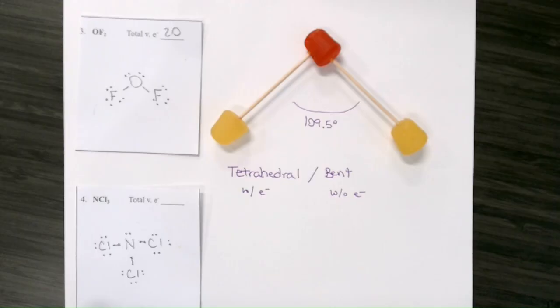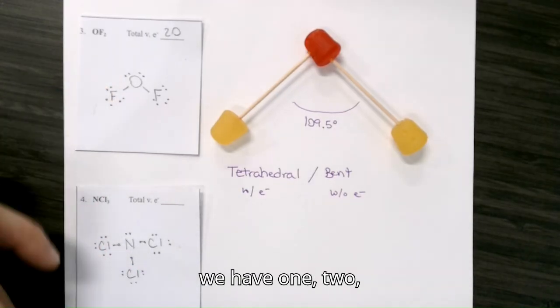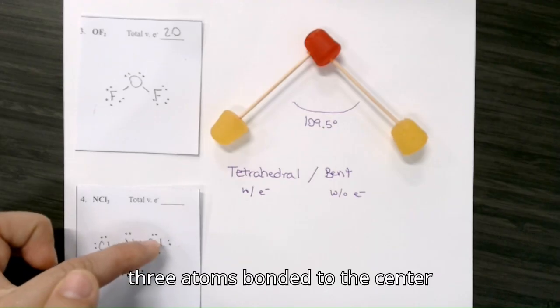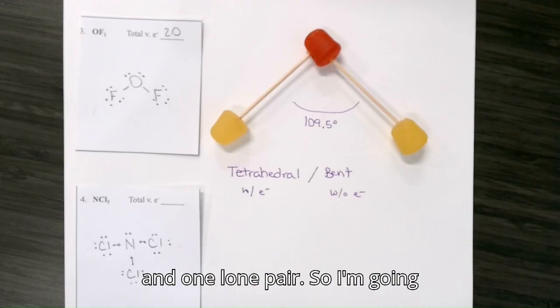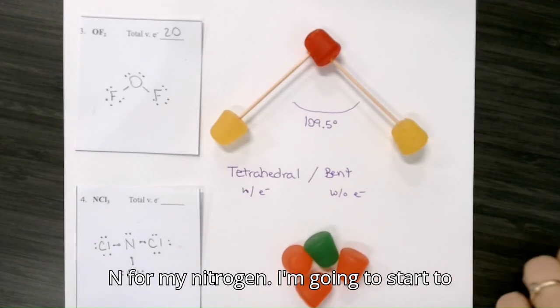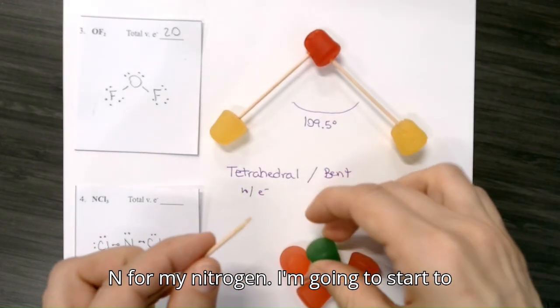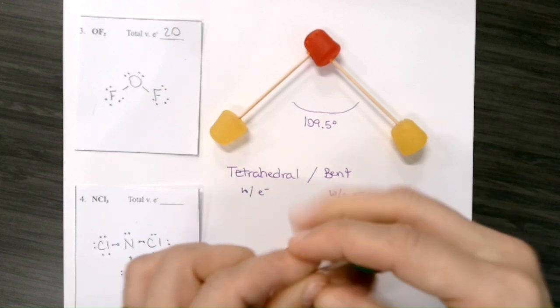So here, these look a little bit different because now we have 1, 2, 3 atoms bonded to the center and 1 lone pair. So I'm going to have pink for my chlorine and N for my nitrogen. I'm going to start to build. I'm going to take and put him.